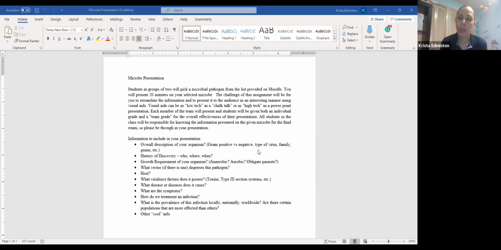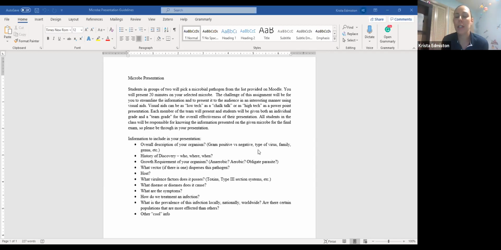Talking about some of the virulence factors, again, the highlights depending on what type of organism you have, the disease, the symptoms, and how we treat it. Where is it most prevalent? Is it here in the US? Is it outside the US? Is it here in the Valley? Is it California? Things like that. If there's other types of cool information that you found along the way, you can share those as well.